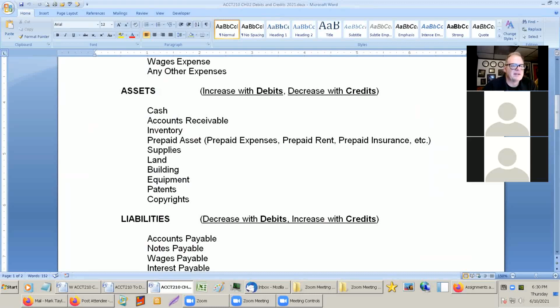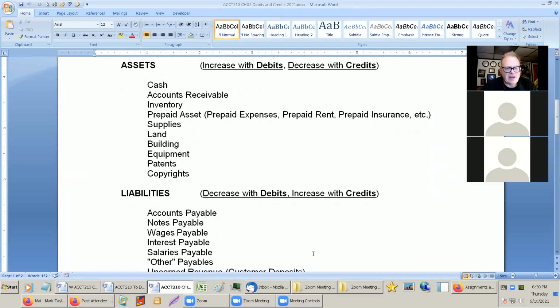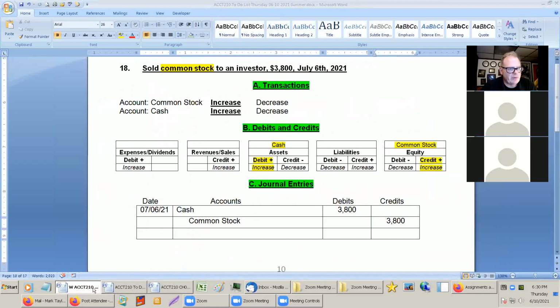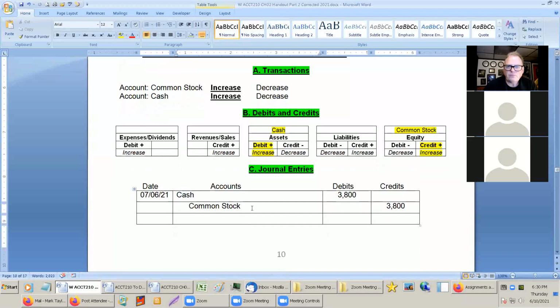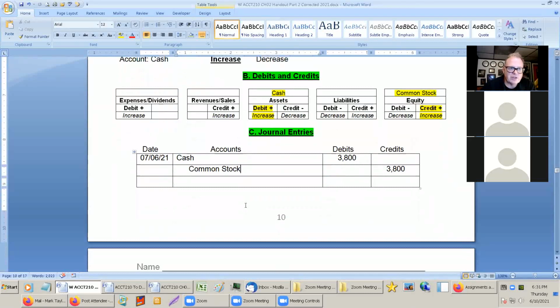I don't have investments on here. Okay. My new handout needs a little bit more tweaking than I expected. But investments are an asset. And so if you take some of your cash and invest it in something, those are investments. If they tell you that you sold common stock or you issued common stock, that's your ownership that you're issuing.